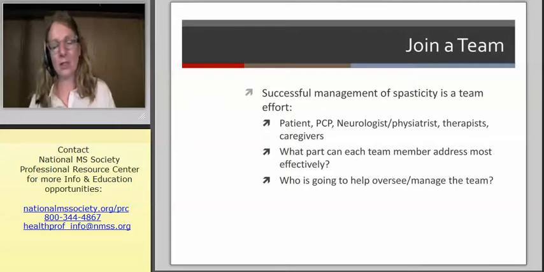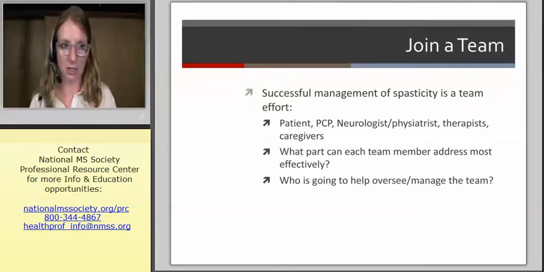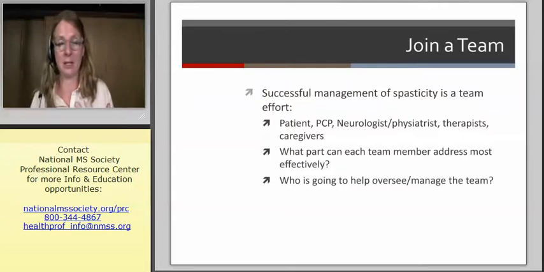So it's really important to have, first of all, the patient on board with whatever the plan is. Doing nothing is often the best plan, and the patient needs to be on board with that if that's the best plan. The PCP, especially if you're in more rural areas, is kind of your go-to person for almost everything. A neurologist or physiatrist, if you have those on the patient's team, is a great resource to help with this as well. Other therapists, like the speech therapist, if there are swallowing problems or postural problems involved.